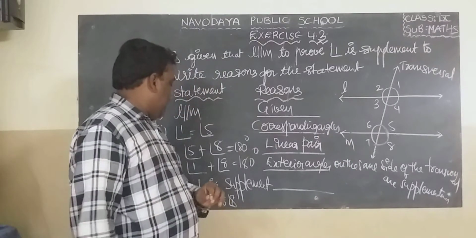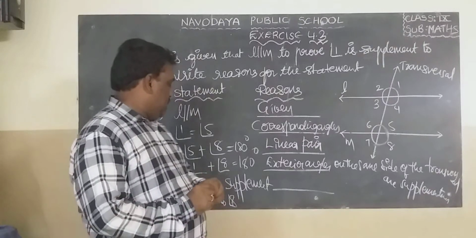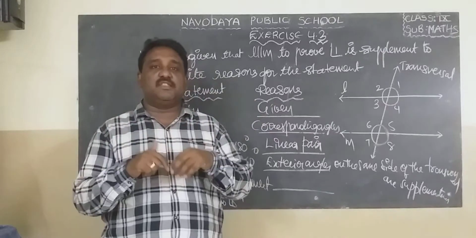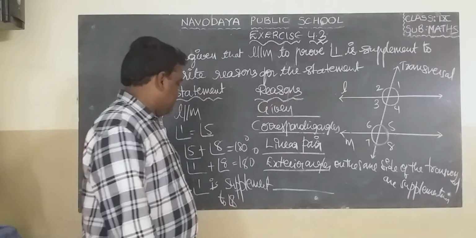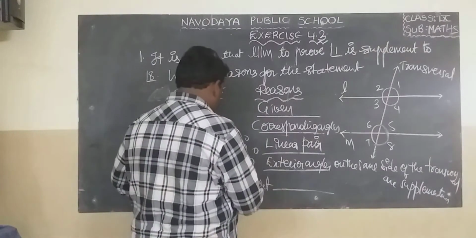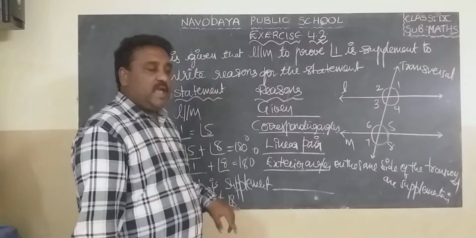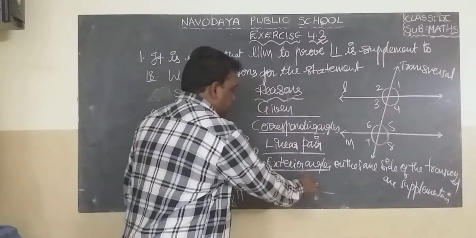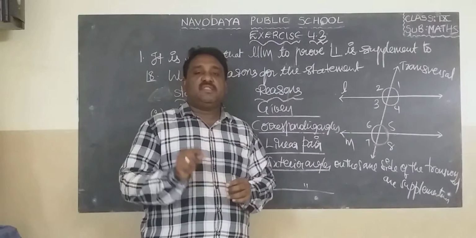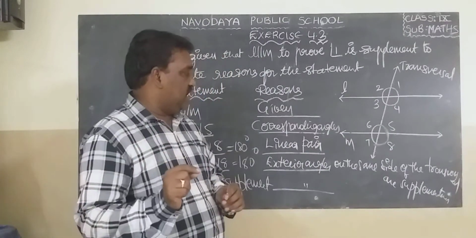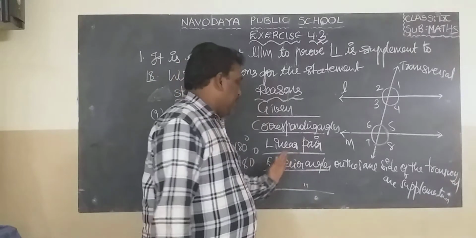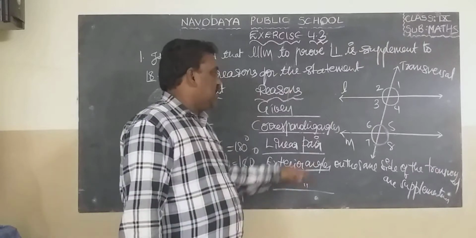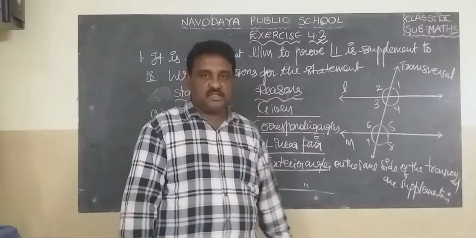Last one, angle 1 is supplement to angle 8. What is supplement? 180 degrees. The sum of two angles is 180. So it is supplementary. So write the same reason. Why is angle 1 supplement to angle 8? Because of the same reason. Exterior angles on the same side of the transversal are supplementary. So write down the answers.